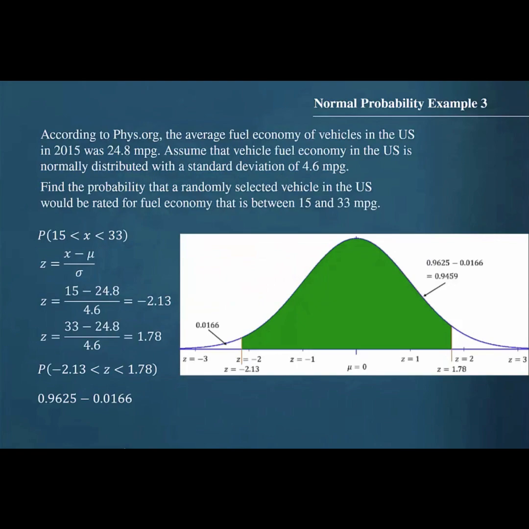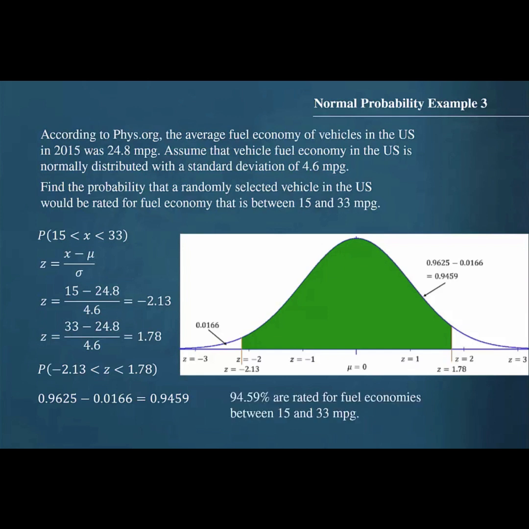So in order to find the area shaded, we will need to find the difference between 0.9625 and 0.0166. This gives us a probability of 0.9459 that x would be between 15 and 33. So the probability that a randomly selected vehicle in the US would be rated for fuel economy that is between 15 and 33 miles per gallon would be 0.9459.